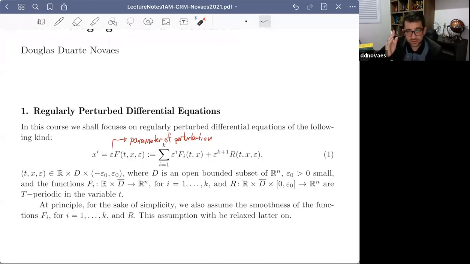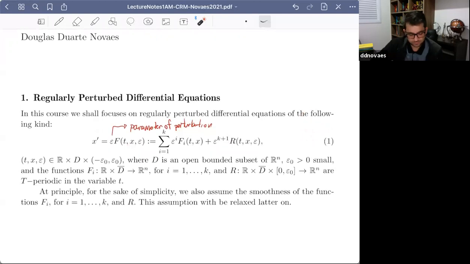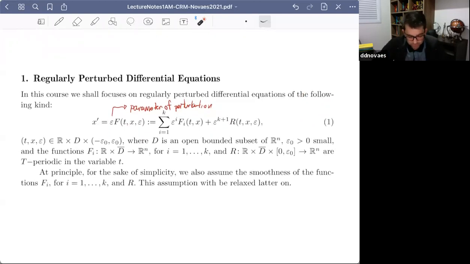And for this lecture, just for today, we are going to assume that this function f is sufficiently smooth, just for the sake of simplicity, in order to do the computations.